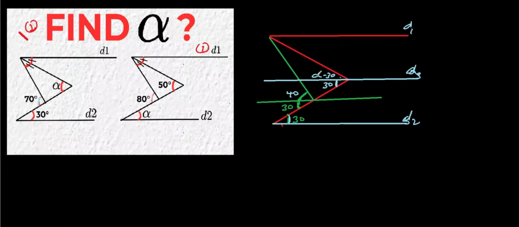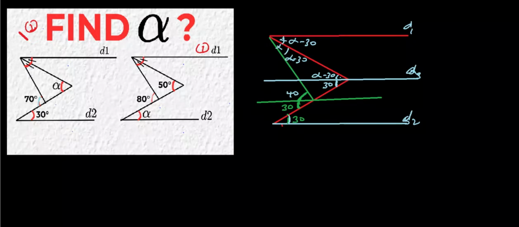If this degree is alpha minus 30, we'll find another alternate interior angle with this one, and it will be alpha minus 30 degrees. Then this one is also alpha minus 30 degrees, because they are matching angles. This one and this one, they are matching angles. That means they are the same.